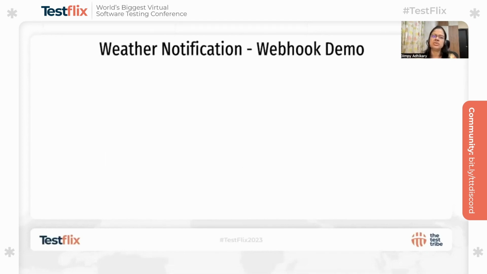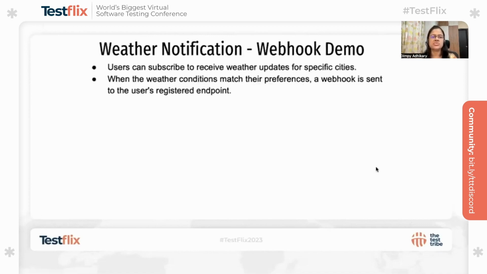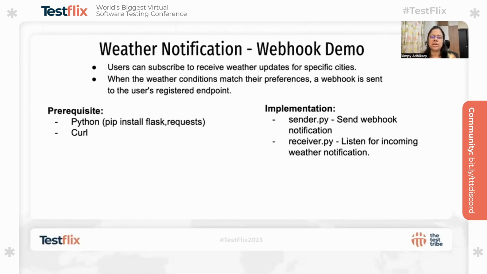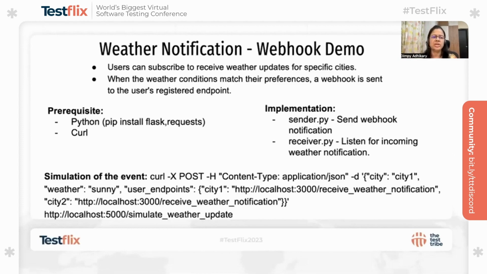We'll be seeing a weather notification webhook demo. The user can subscribe to receive a weather update for a specific city, and when the weather condition matches their preferences, a webhook is sent to the user's registered endpoint. As a prerequisite, we need Python and curl. The sender.py file is mainly responsible for sending the webhook notification, and the receiver.py file will wait or listen for incoming notifications, and based on the notification, it will perform some action.